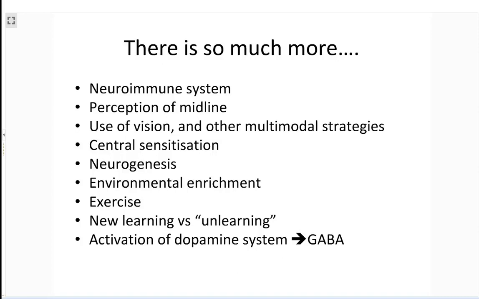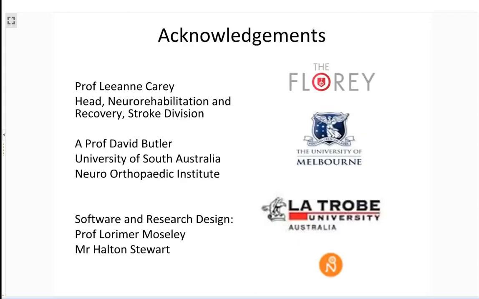So that's pretty much where we're at. I appreciate we've rushed there. There is so much more that we can talk about with regards to pain, this idea of the role of the immune system, spatial perception, use of vision, more information with regards to sensitisation, as well as things that people have got a good understanding with. How can things like environmental enrichment, learning strategies, engaging in meaningful activities, activating dopamine and increasing production of GABA help in this inhibitory modulation. So much more.